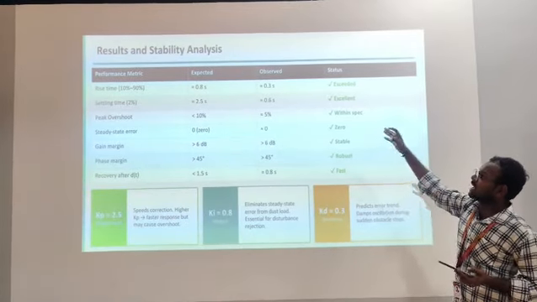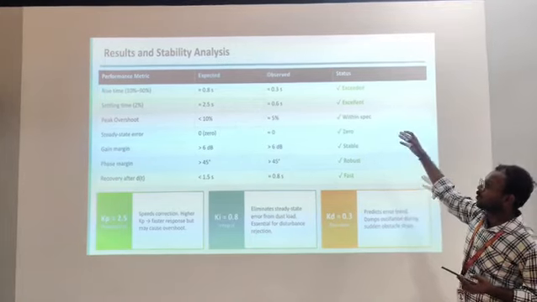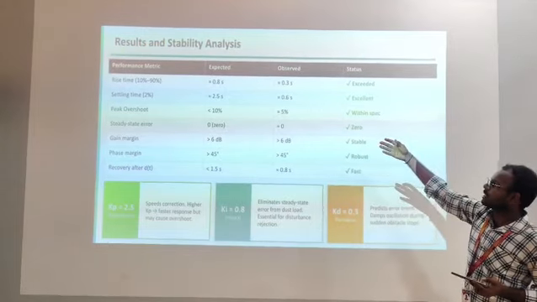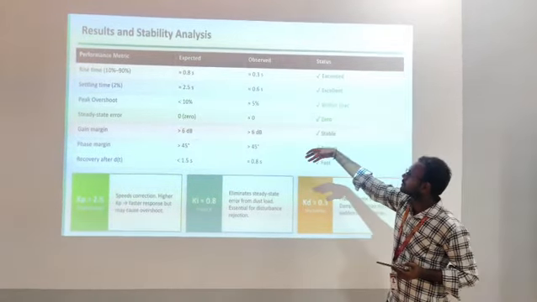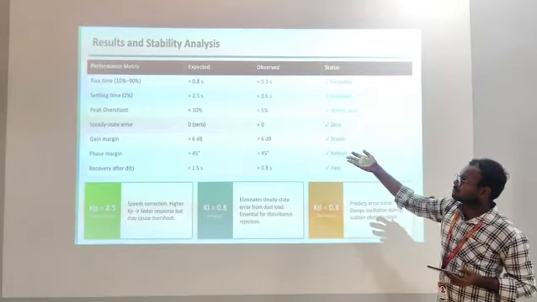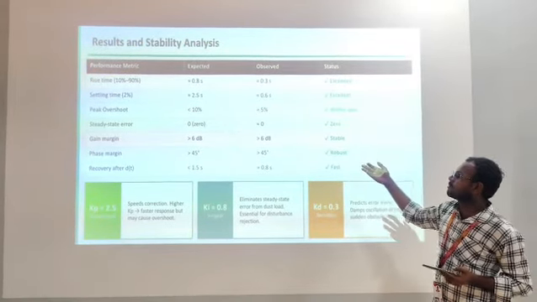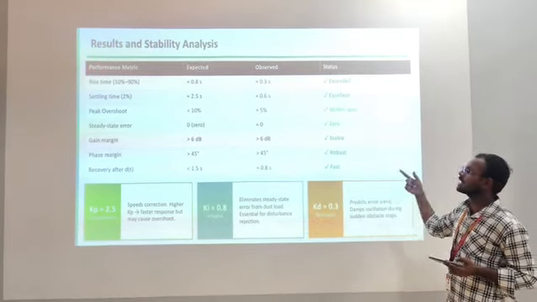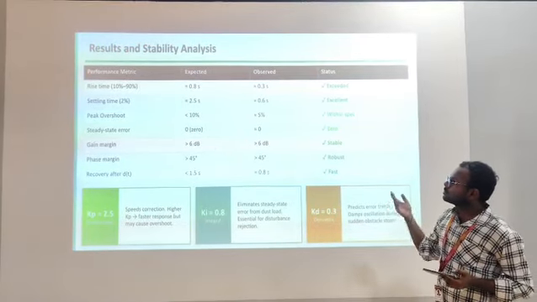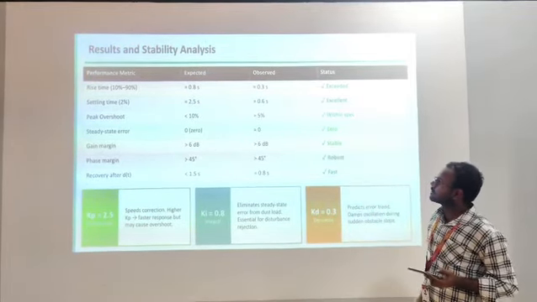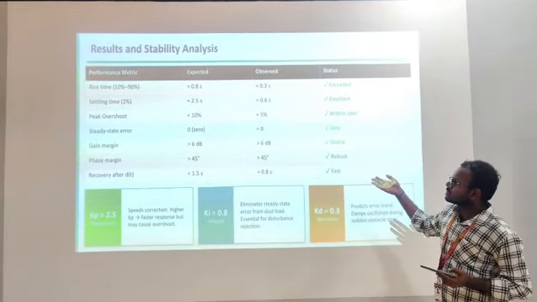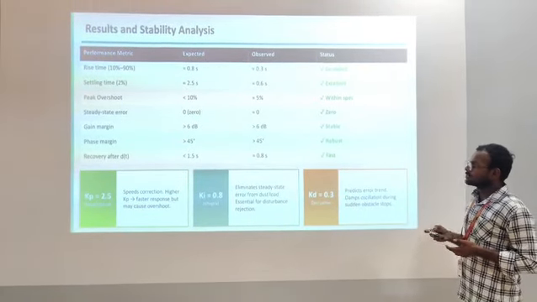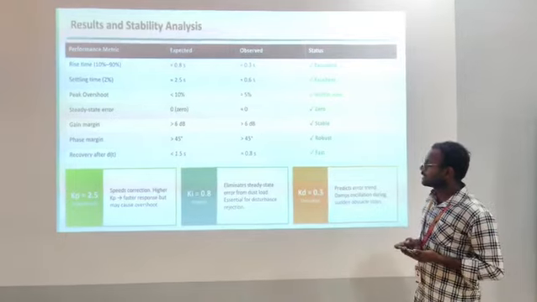And here is the result and the stability analysis. Overall we have got very good results when compared to expected. For rise time, expected was 0.8 but we observed 0.3. Settling time expected was 2.5 but we got 0.6 as observed. Then overshoot is less than 10 which is impressive. And steady state error is 0, gain margin is greater than 6 dB and recovery after disturbance is also less than 1.5.